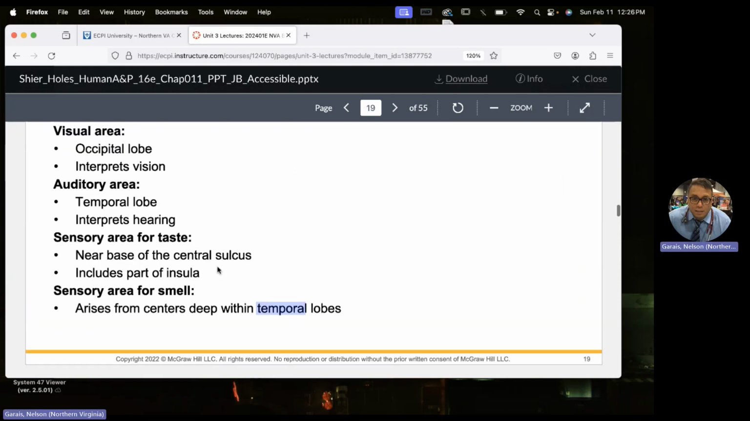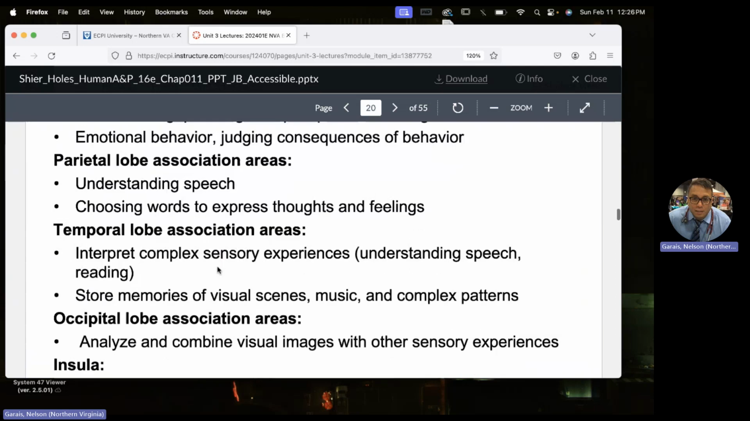Auditory, sensory, we already went over that. Temporal lobe, we already went over that. Now, temporal lobe, right? Interpret complex sensory experiences, understanding speech, reading, right? We already had that. You could write here in your notes, that's Wernicke's, right? Stores memory.